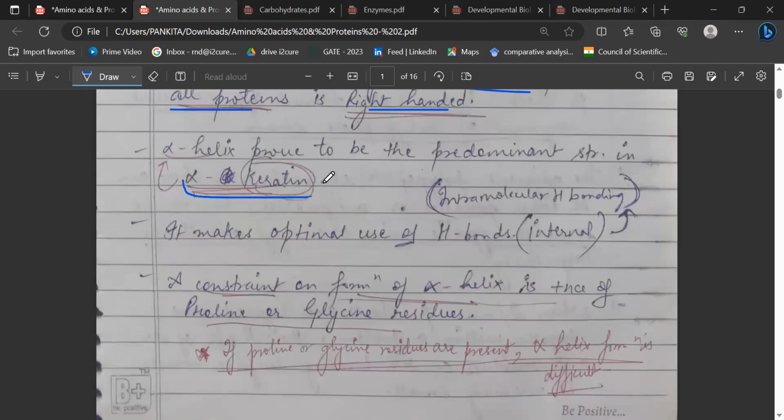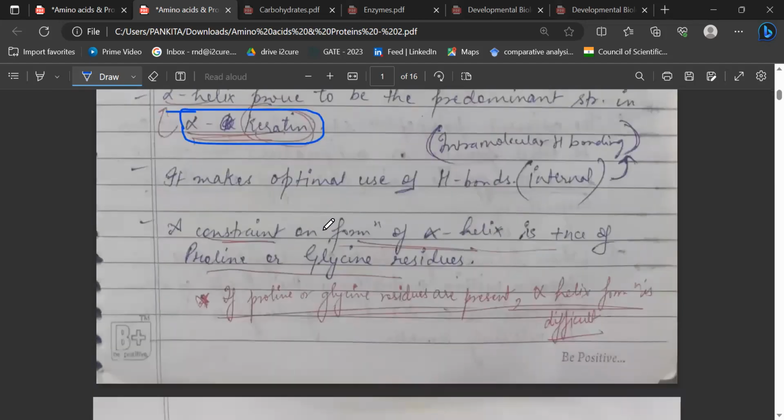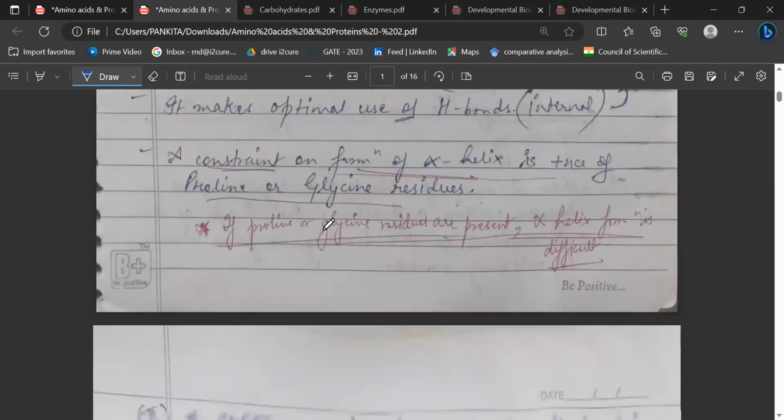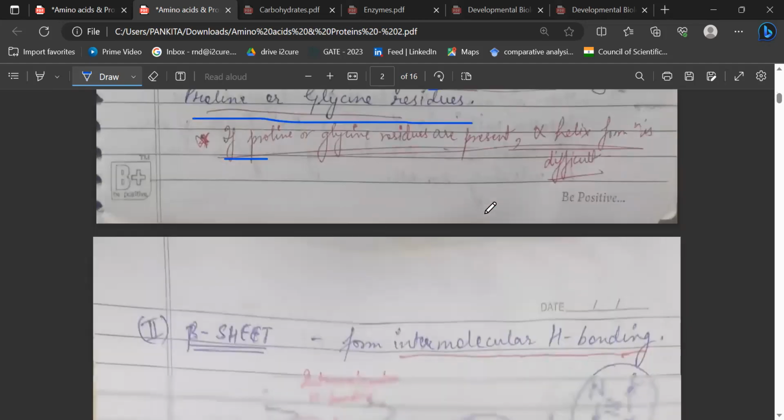Basically, in alpha keratin, the alpha helix is the predominant structure, and in the alpha helix, the maximum and optimal use of hydrogen bonds, basically intramolecular hydrogen bonds, occurs. The constraint on formation of alpha helix is the presence of proline or glycine residues. Basically, if proline or glycine residues are present, alpha helix formation is difficult.